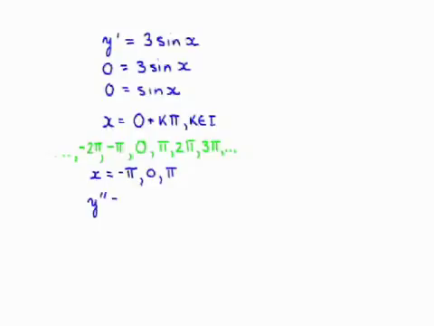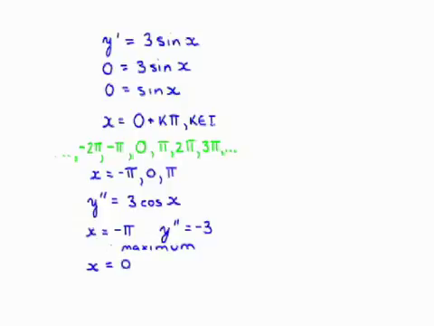y double prime is equal to 3 cosine x. I'm going to substitute in my x value of negative pi, and I find that y double prime is equal to negative 3. Because y double prime is less than 0, I know that a maximum must be occurring at x equals negative pi. Then I substitute x equals 0, another critical point, into my second derivative, and I find that y double prime is equal to 3. y double prime is greater than 0. Therefore, I know I'm dealing with a minimum.